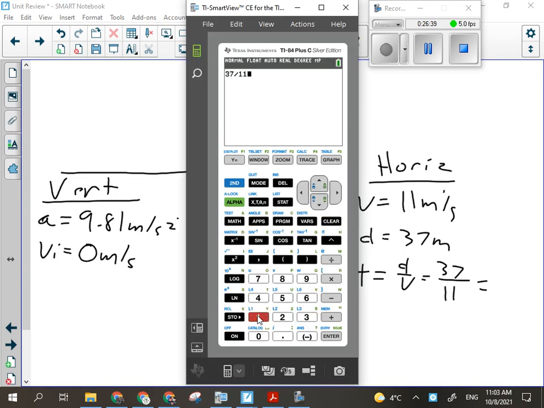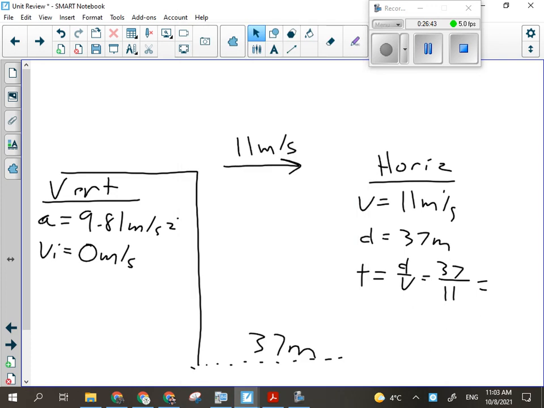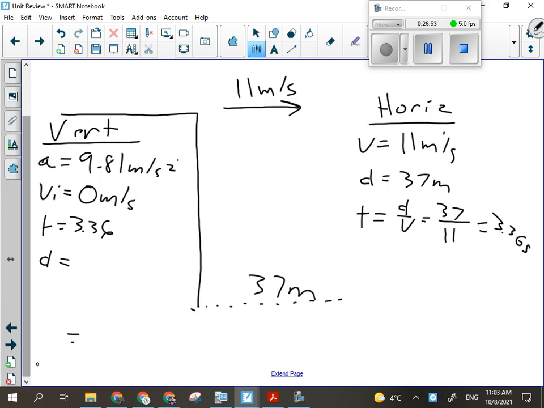37 divided by 11. Okay, 3.36 seconds is what we're looking at. Okay, that can come over here. And since I'm being asked to calculate the height of the cliff, I'm essentially looking for the vertical displacement of the object, which I can now find because I have a, v_i, and t, and this formula will use all three of those things to calculate the displacement. Okay, so I just have to plug in my numbers.